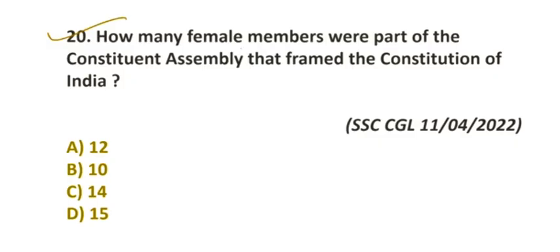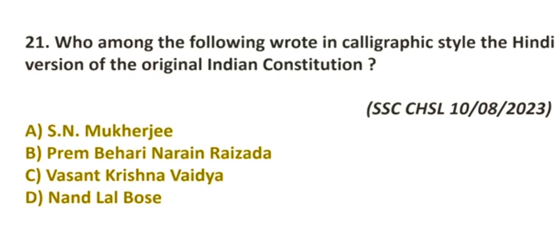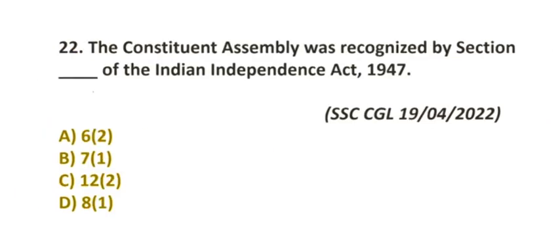Question number 20. How many female members were part of the Constituent Assembly that framed the Constitution of India? Option number D, 15 is the correct answer. 21. Who among the following wrote in calligraphic style the Hindi version of the original Indian Constitution? Option number C, Vasant Krishna Vaidya is the right answer.